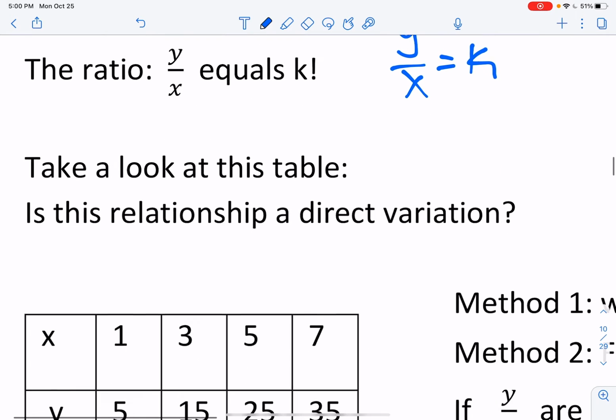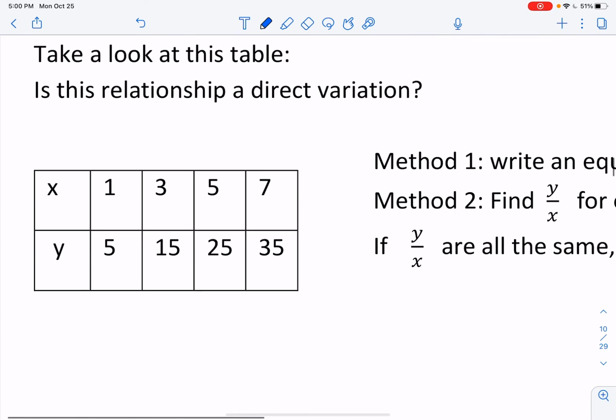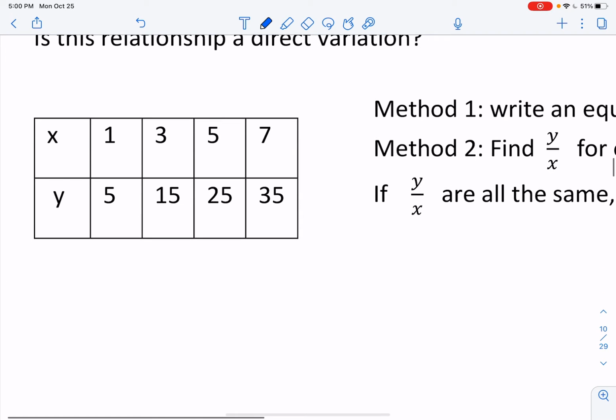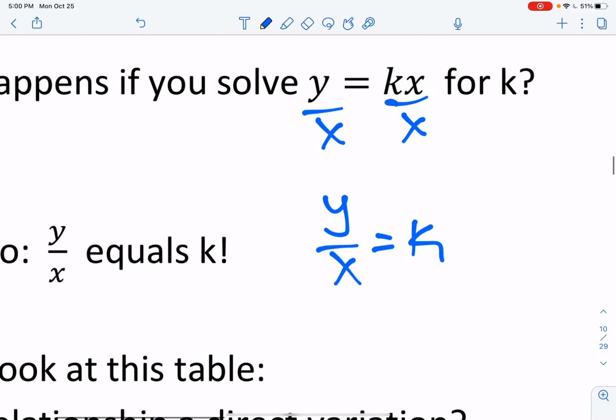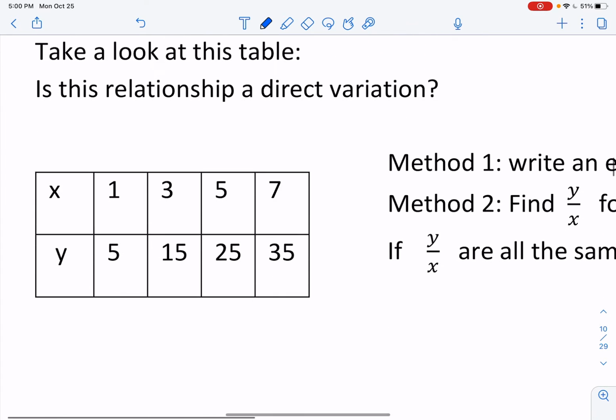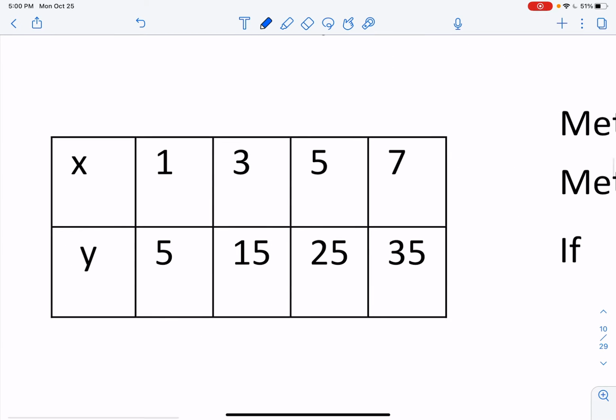So we take a look at this table. Is this relationship a direct variation? Is there something I do to x to get y, and is it the same every time? And remember, whatever k is, there has to be a certain number I'm multiplying every time. So 1 times 5 is 5, times 5 is 15, times 5 is 25, times 5 is 35.